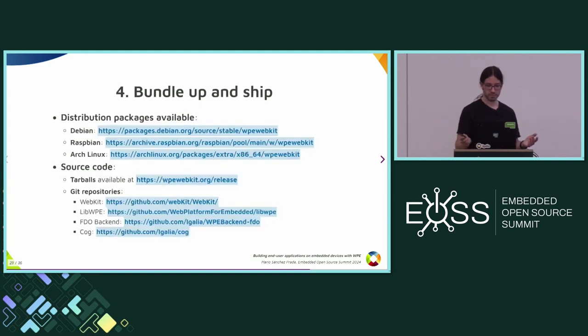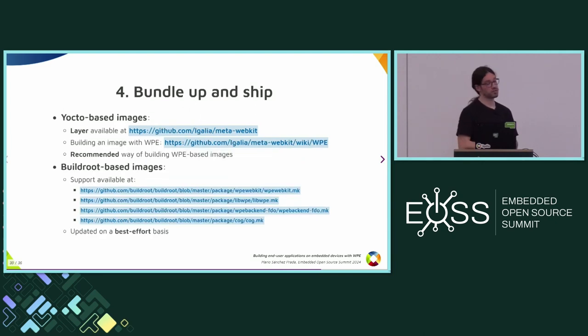And finally, just bundle it up and ship it. You have several ways of getting WPE, from distribution packages to the raw source code from the different repositories. Or if you are based on Yocto or Buildroot, you can already create your images based on the layers that we are providing. For Yocto, we actively maintain these, they are available on that link, and it is the recommended way. For Buildroot, there is also support available, but we don't maintain it as much as Yocto, so it's mostly on a best-effort basis. But they are there, and you are always welcome to submit patches or report issues.